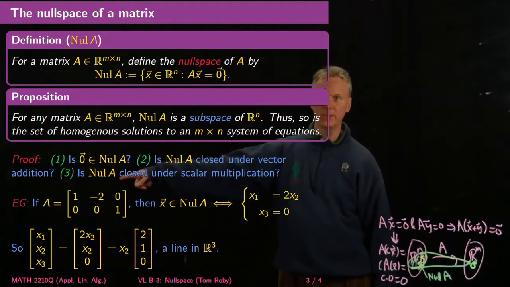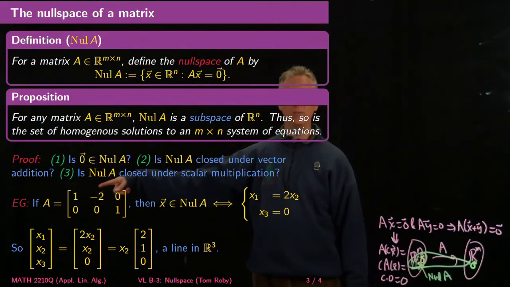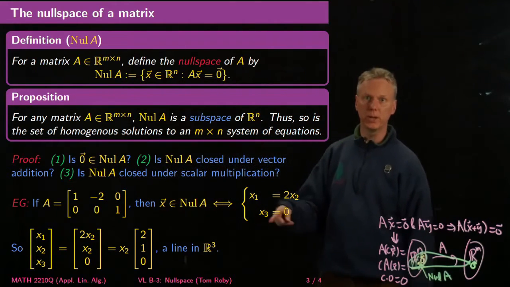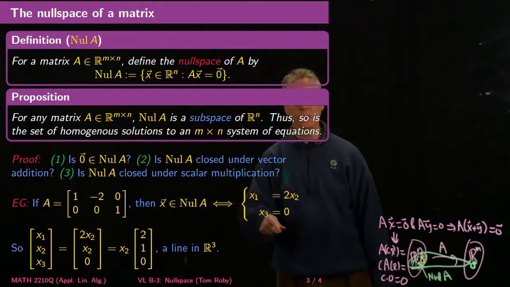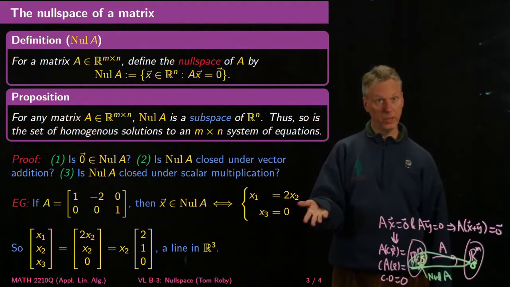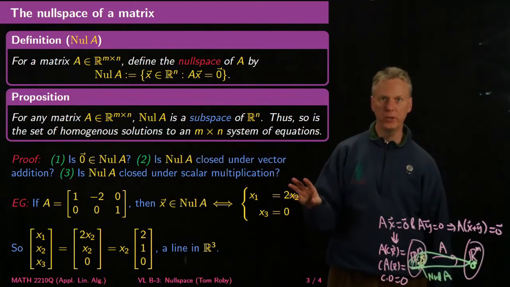And so what am I saying? I'm saying this top equation says that x1 equals 2x2. x1 minus 2x2 plus x3 equals 0 just boils down to x1 equals 2x2. And this one says x3 equals 0. Okay? This is all the standard procedure that we mastered already a few weeks ago.